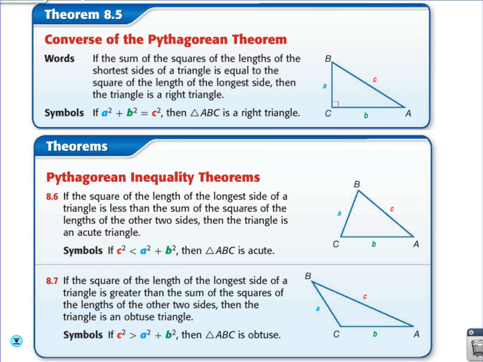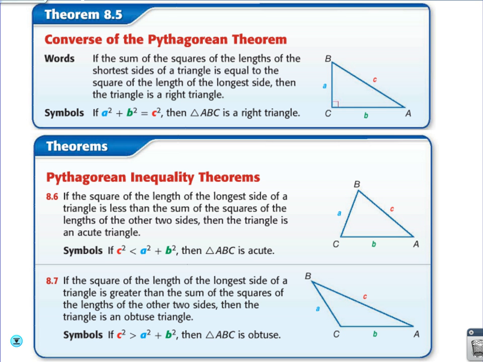Moving along. Converse. Nearly finished. Got 8 more slides. The converse of the Pythagorean theorem. Again, converse. That means we flip-flop our P and Q statement. And instead of if P then Q, we have if Q then P.